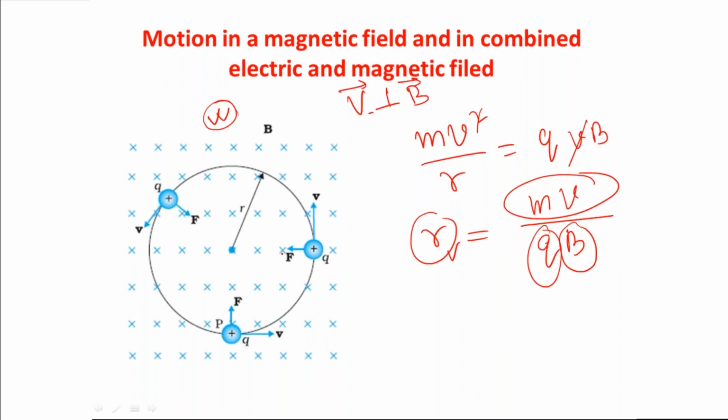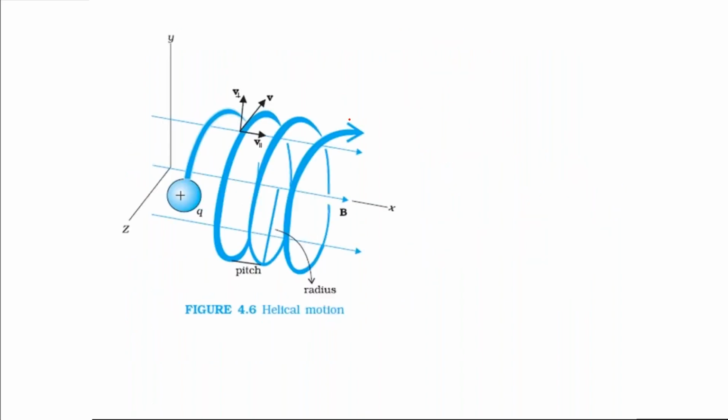Okay, the trajectory of the charged particle will be circular. Now suppose the charged particle is moving in a region where the magnetic field, as you can see from here, is along the x direction, and the charged particle is moving like this with the velocity like this. Okay, this is the direction of velocity.